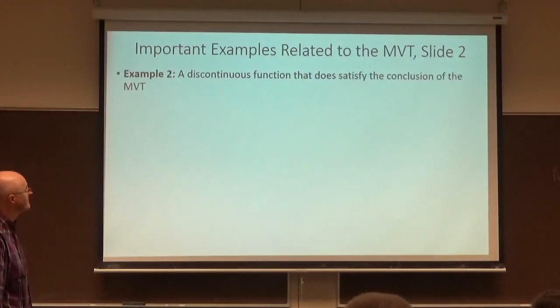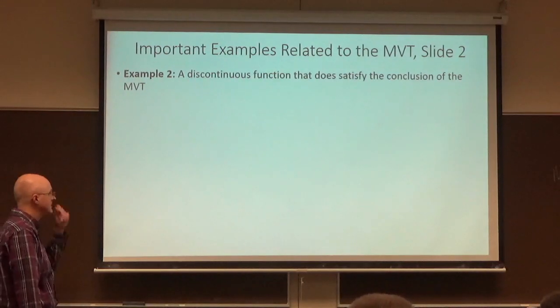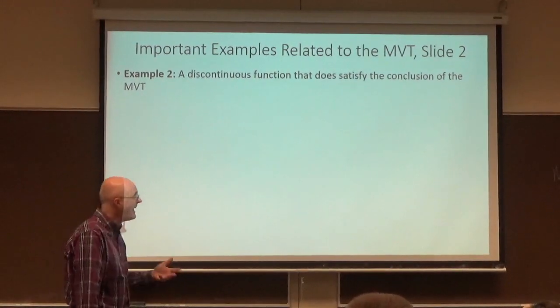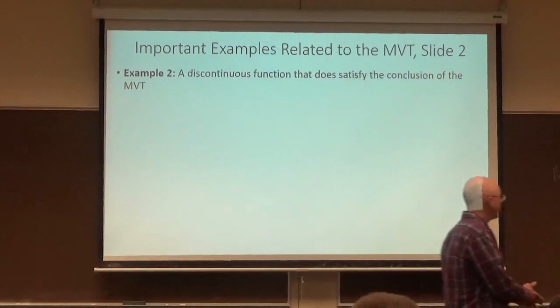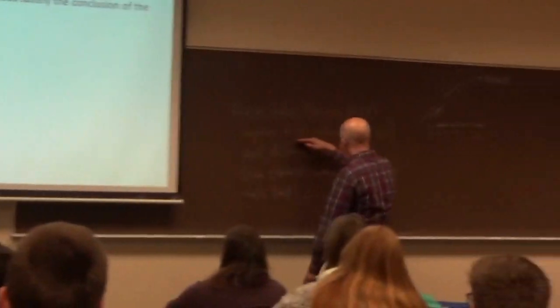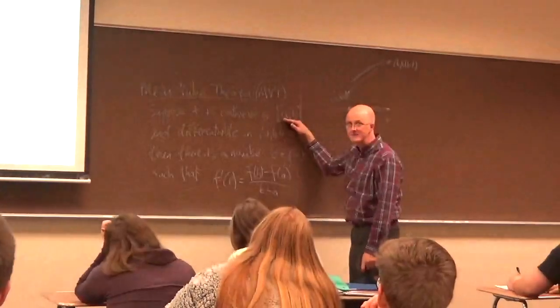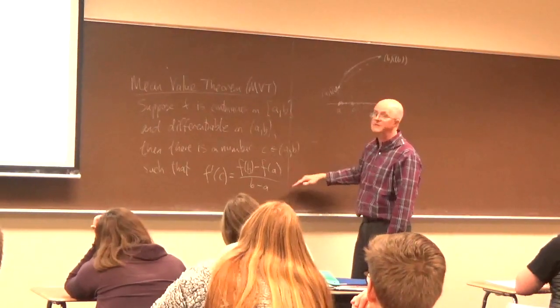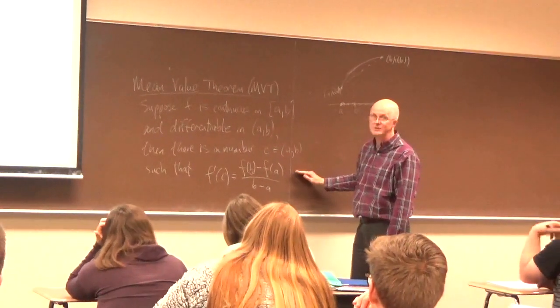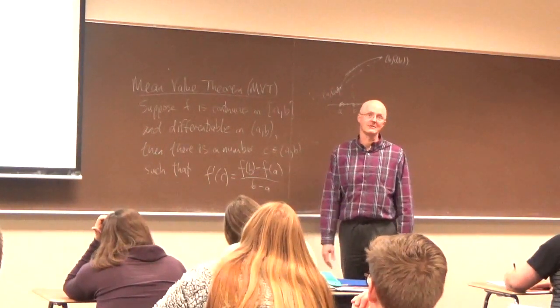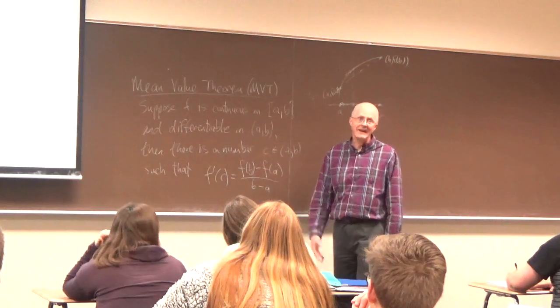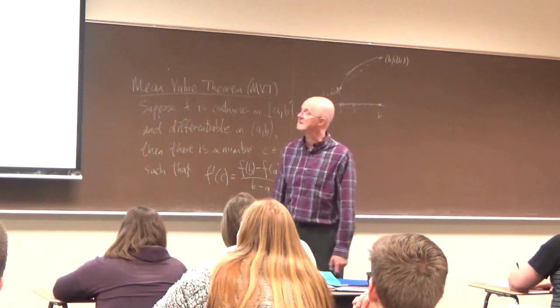Second example. Here's a discontinuous function that actually does satisfy the conclusion of the mean value theorem. So come back over here. It will be discontinuous. It will not satisfy this. So while there's no guarantee from the theorem that it's going to satisfy the conclusion, this function does happen to satisfy the conclusion. That can happen too. That's something else I want you to realize.